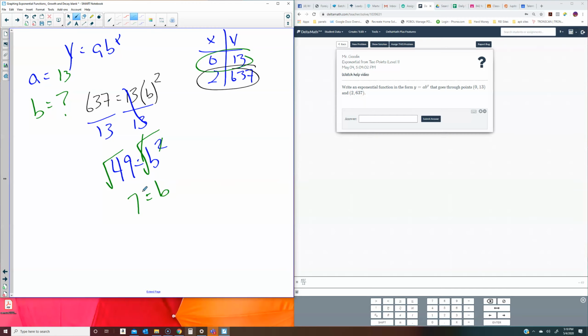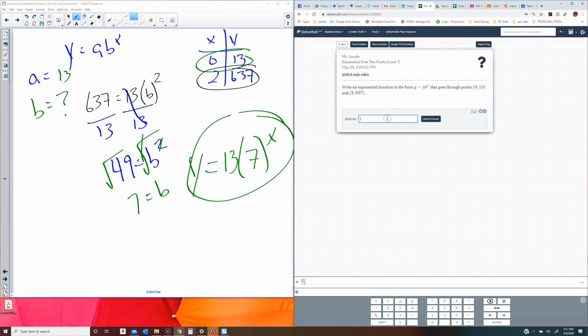All right. Now, technically it is equal to positive or negative 7, however, remember b is always going to be a number greater than 0. It can be between 0 and 1 or greater than 1. So when we do this, we write our equation out. Y is equal to our a, which is 13. What's our b? 7 to the x power. That's it. Let me type it in over here. See if we get it right.